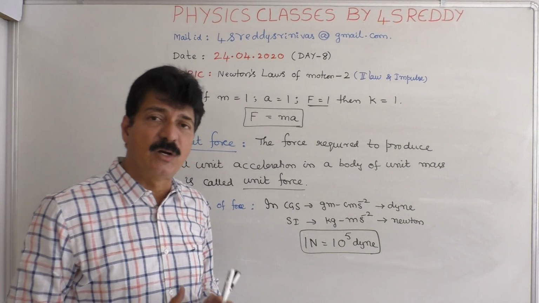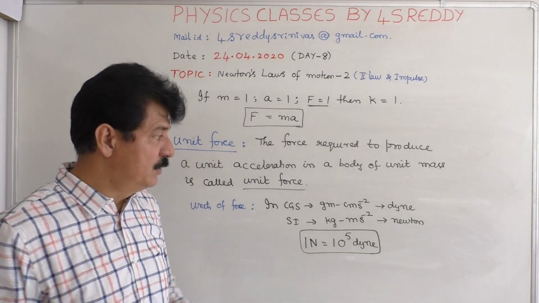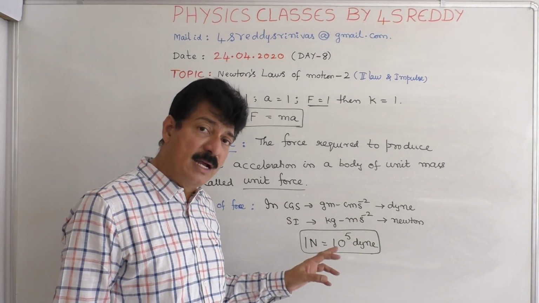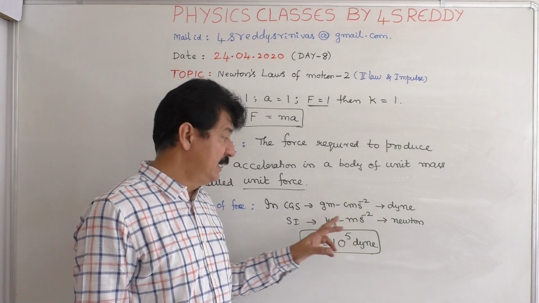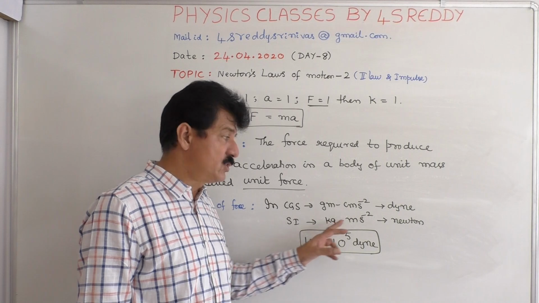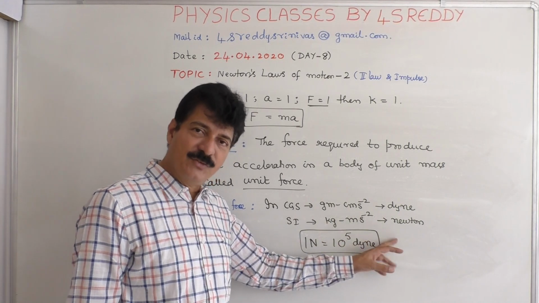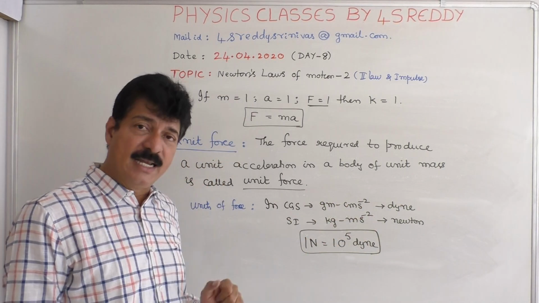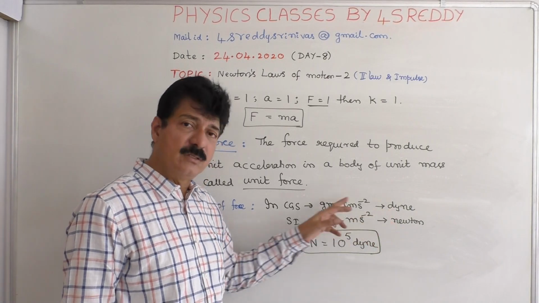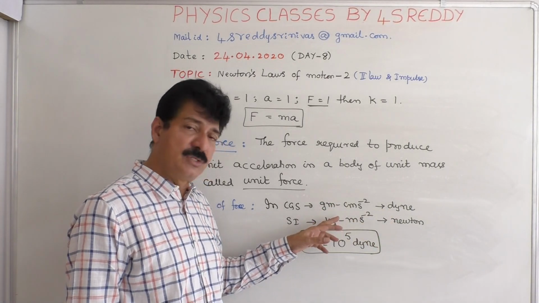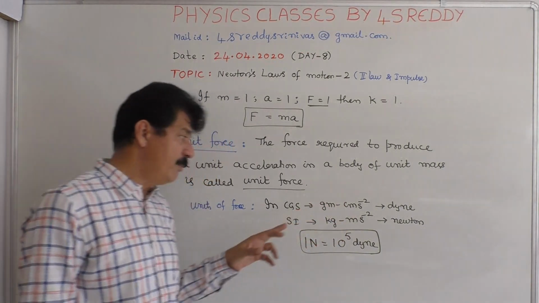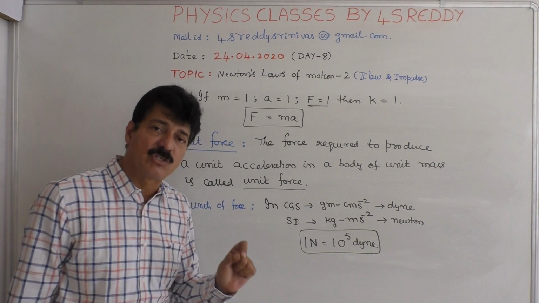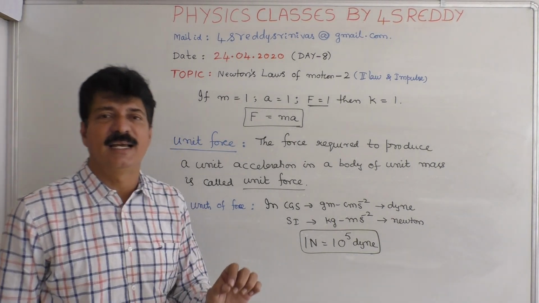You may be asked the question, how can you define 1 Newton? 1 Newton means the force required to produce an acceleration of 1 meter per second square in a body of mass 1 kg. Similarly, if you are asked to define 1 dyne, dyne means the force required to produce an acceleration of 1 centimeter per second square in a body of mass 1 gram.